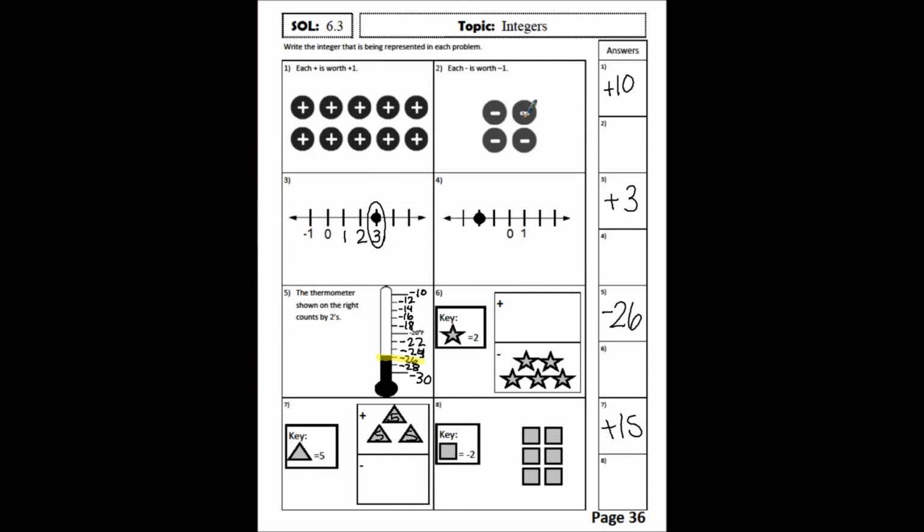For number 2, I have 1, 2, 3, 4 negatives. Each one's worth negative 1, so we have a negative 4. Number 4, I can count by ones backwards, go negative 1, negative 2, and the point's at negative 2.